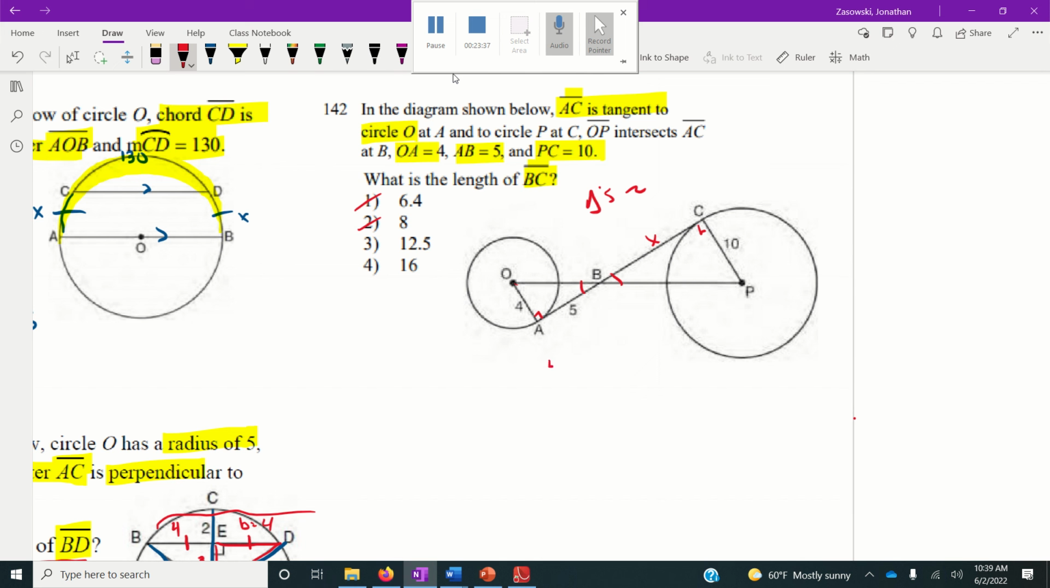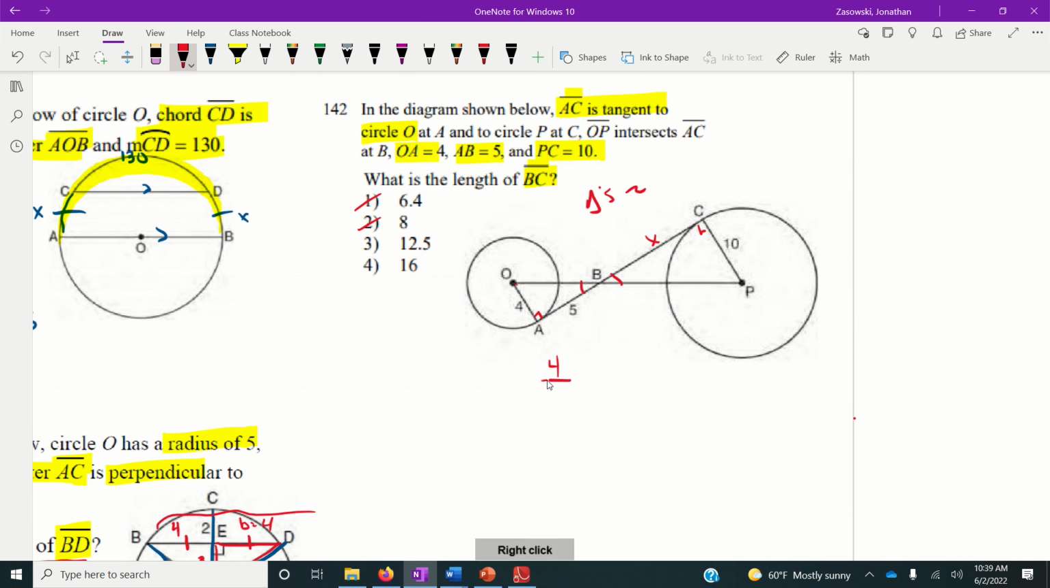Now, if we do make a ratio and we compare the corresponding side of 4, which corresponds to the 10, and make a ratio using the 5, which corresponds to x, we can cross multiply and solve here. And so when we cross multiply, we're going to get 5 times 10, which is 50, is equal to 4 times x, which is 4x. And then when we just divide out by 4, we're going to get x is equal to 12.5. And so that is going to be our answer.